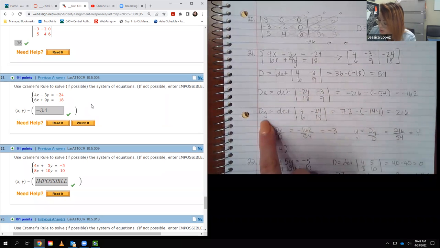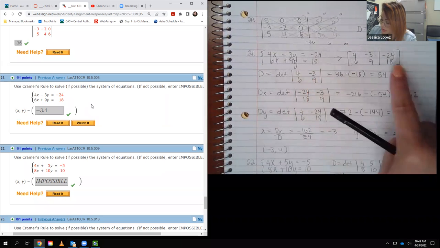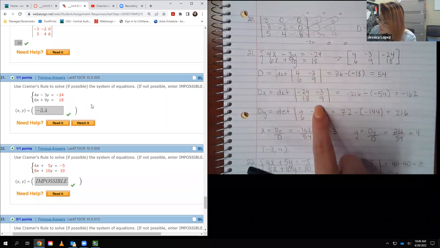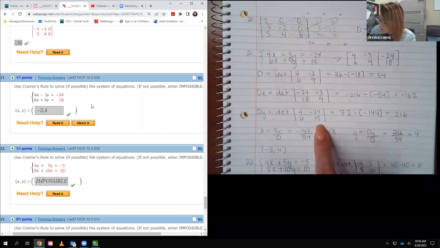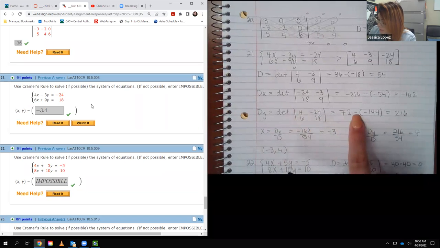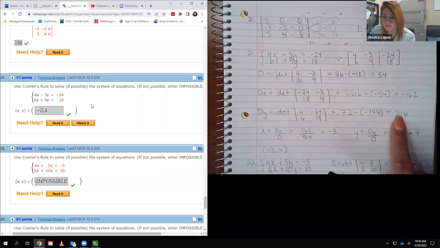Now to do dy, we're going to go back here and we're going to replace the y column with the constants. So the x column stays exactly the same and the y column turns into the constant column. And then you do your determinant. So 4 times 18 is 72 minus 6 times -24, which is -144. This actually turns into 72 plus 144 and the result is 216.